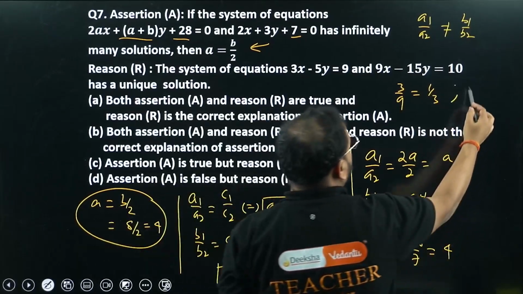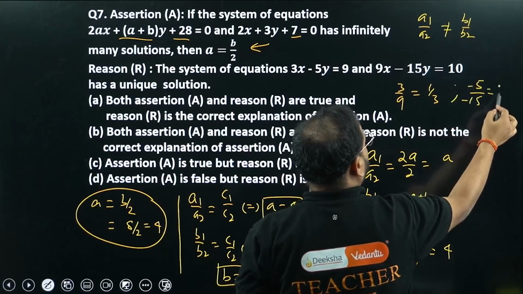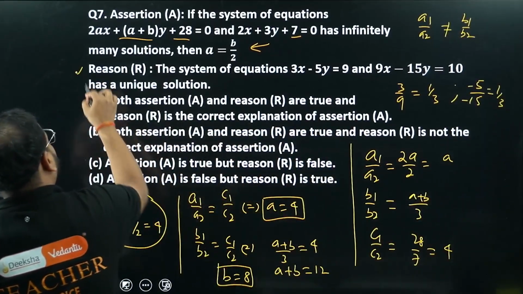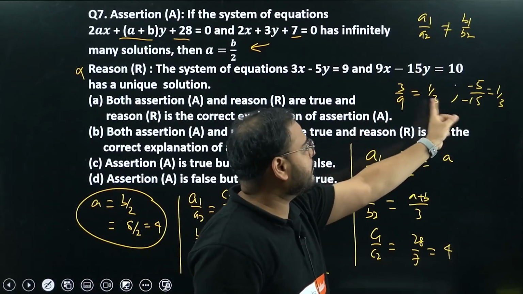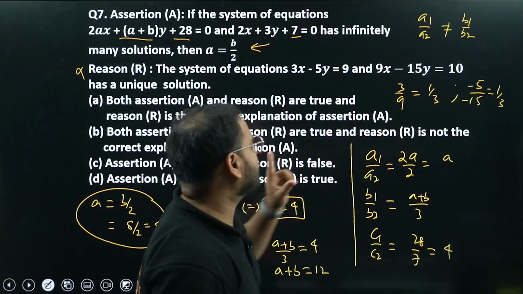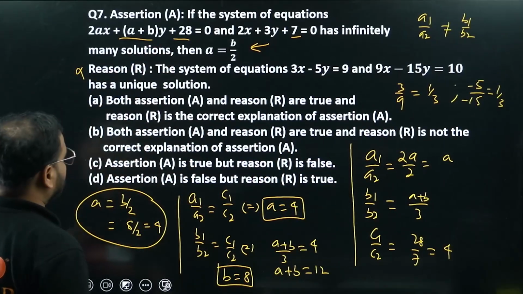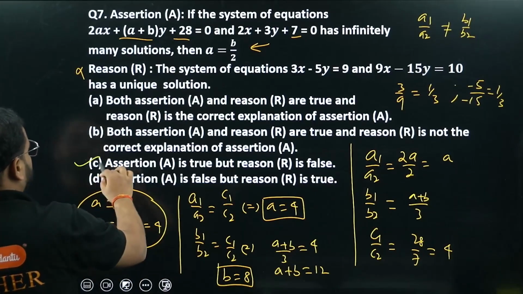Minus 5 by minus 15. How much is that? Again 1 by 3, right? It means they're equal. It means the reason is incorrect. Think about it. They should not be equal for a unique solution, and they're coming as equal. It means they do not have a unique solution. So which option is correct? Assertion is right, reason is wrong. Which option is correct? C.